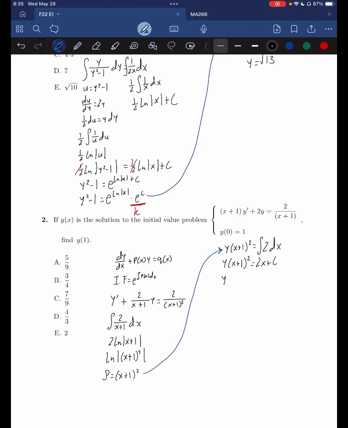So now you have y equal to (2x plus c) all over (x plus 1) squared. Keep in mind, we do have an initial condition. When x is 0, y is 1. So 1 equals c, since x being 0 means you just get c. So c is equal to 1. And now you have your full solution.